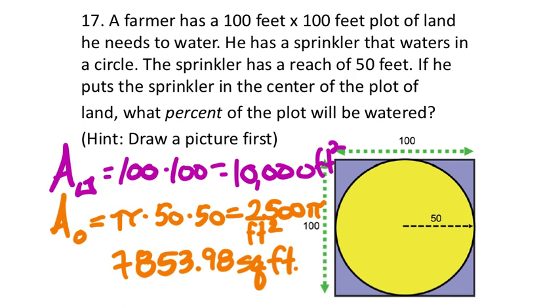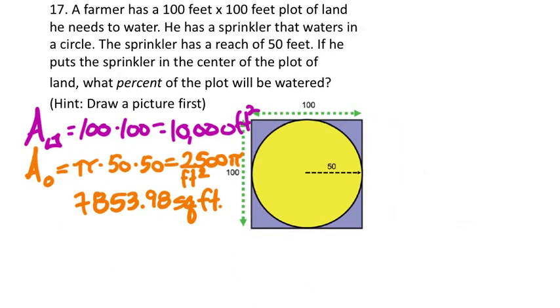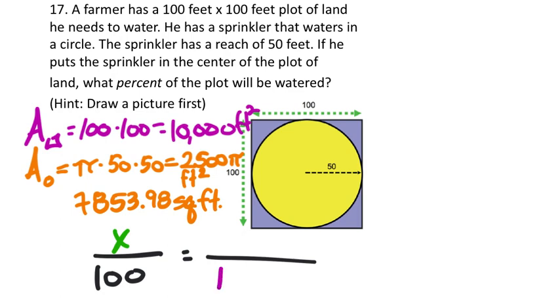Now again, this is not the actual answer that we wanted, because it said we want to know what percentage of the plot will be watered. So for a percent, you can make a percent proportion. Not that you'd have to on this one, but you could. You could say we don't know the percent. That's what we're trying to figure out. And the entire plot, the total plot, is 10,000 square feet.